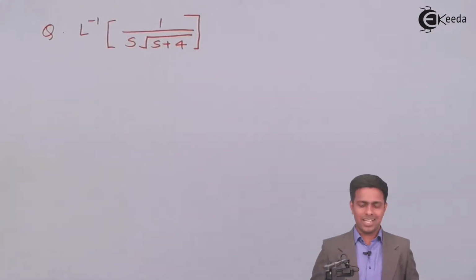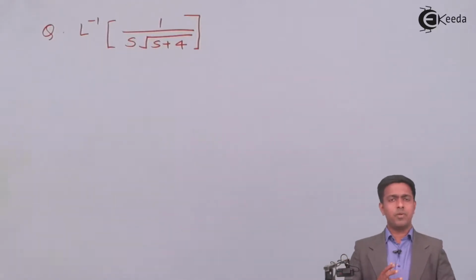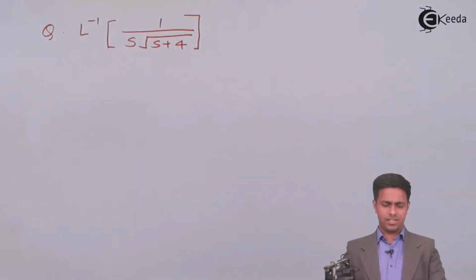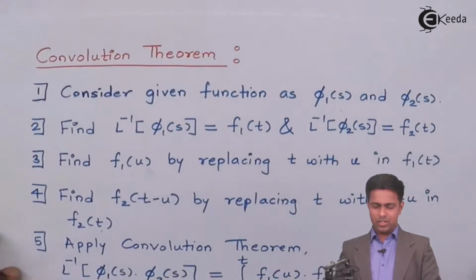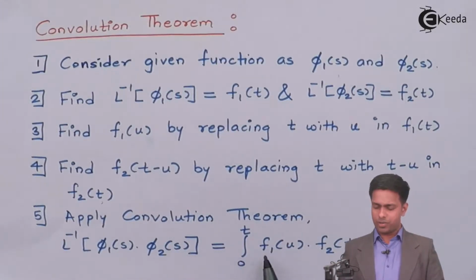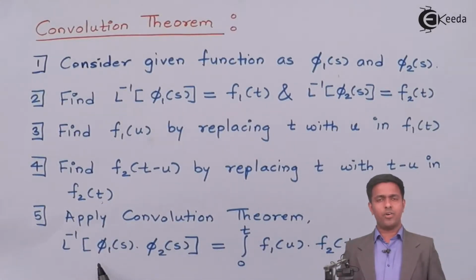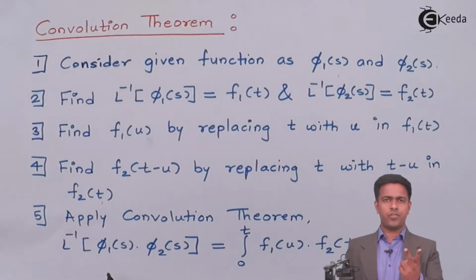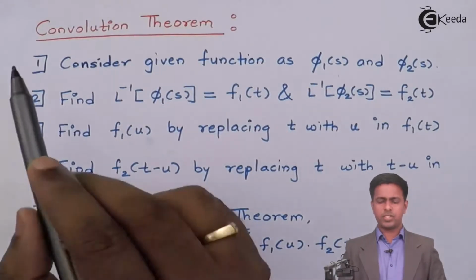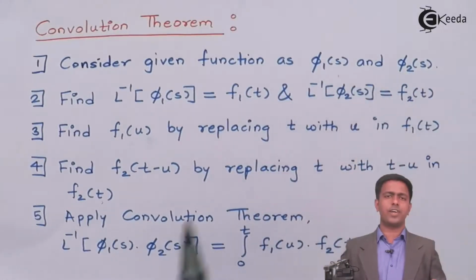So guys, here since we have to use the convolution theorem, we'll be following certain steps to get the answer. On the screen you can see the convolution theorem, which says L inverse of phi 1 of s into phi 2 of s is equal to this. It means the function given is a combination of two functions phi 1 and phi 2. So step number 1 is to consider the given functions as phi 1 of s and phi 2 of s.